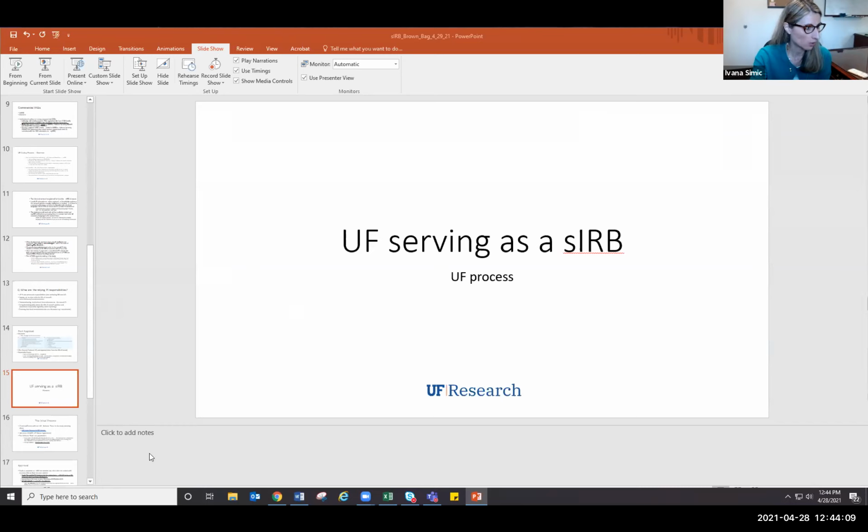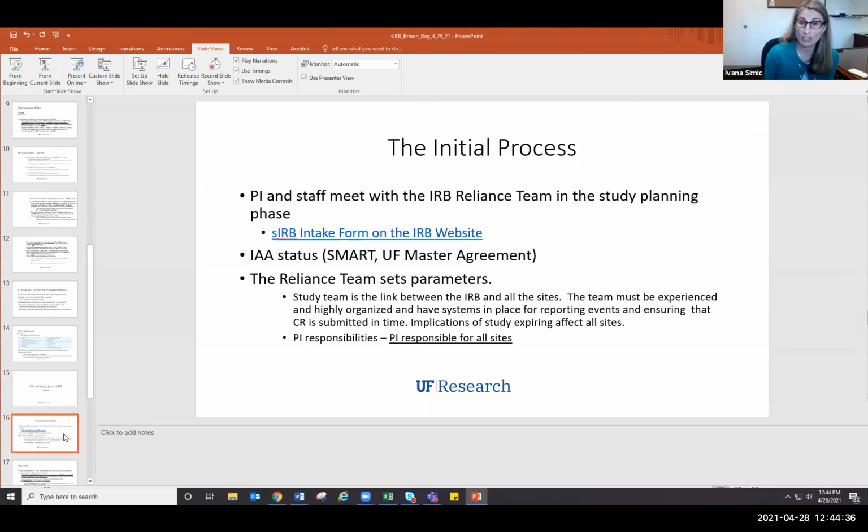All right, so now we're switching gears, and this is the other side of the coin. Now I'm going to talk about not UF ceding review to an external single IRB of record, either commercial or academic, but a scenario where UF is serving as a single IRB for multi-center research. I'm happy to acknowledge that we have lots of experience with doing this. We in fact, I think, are a leader in this domain.